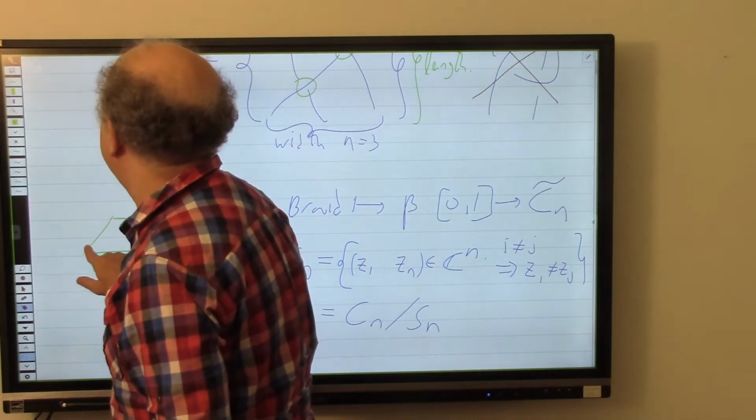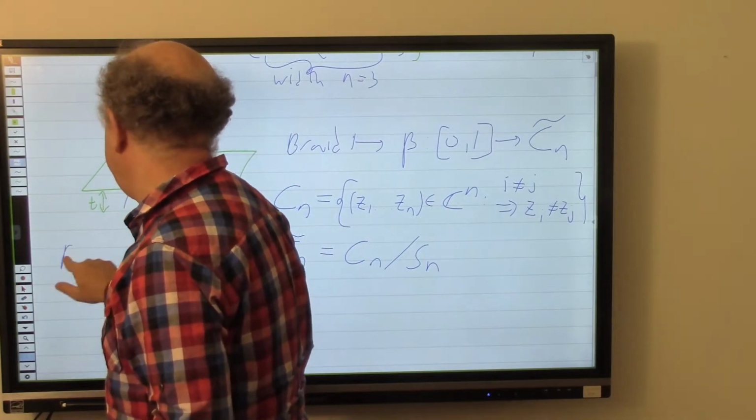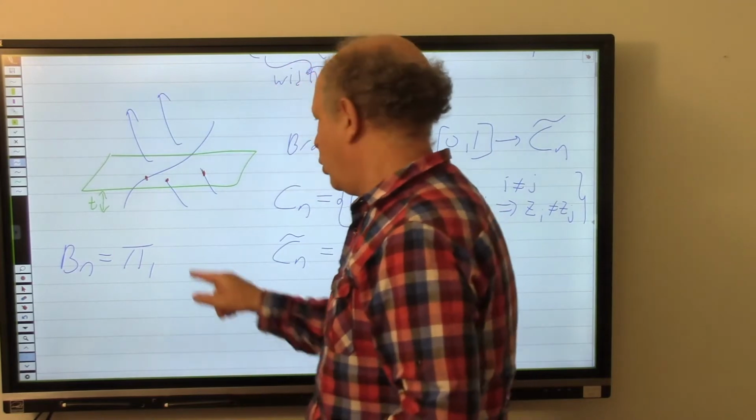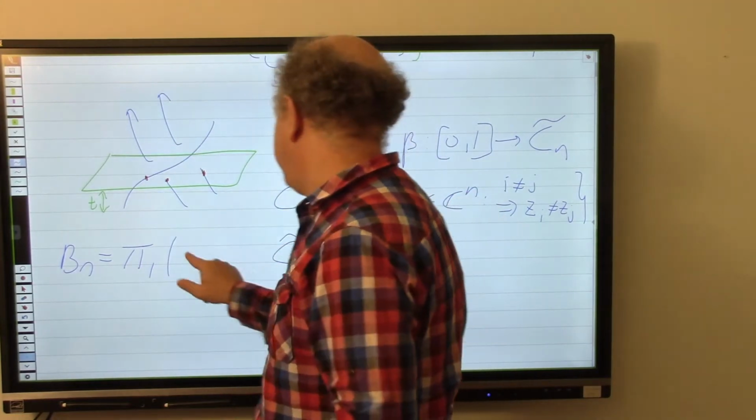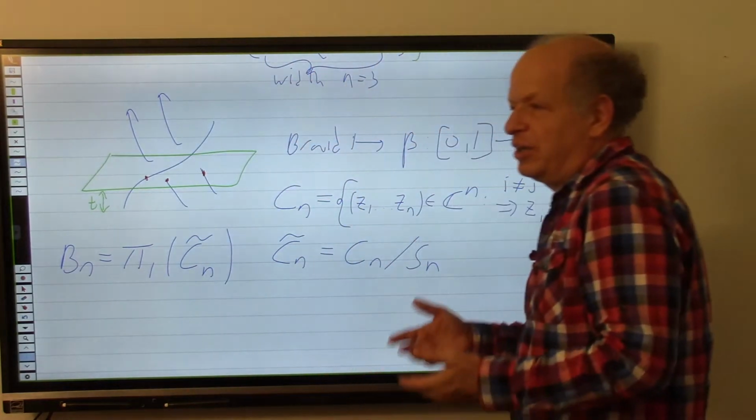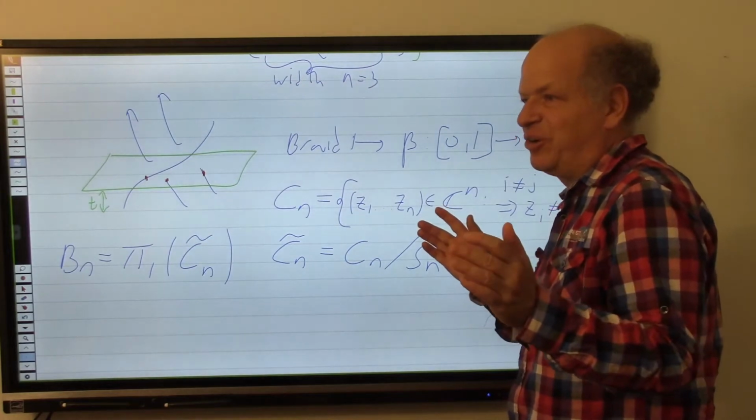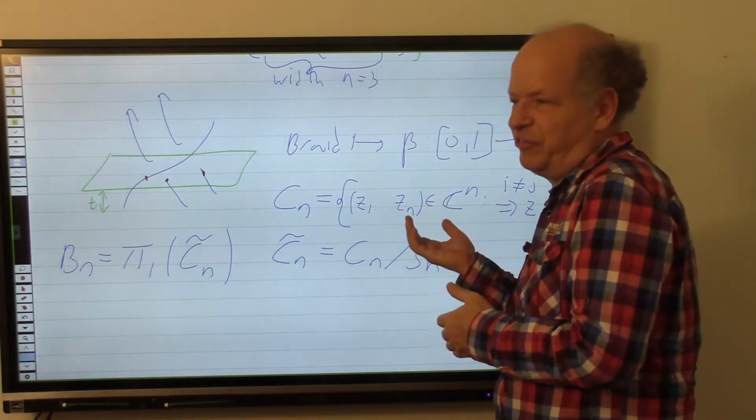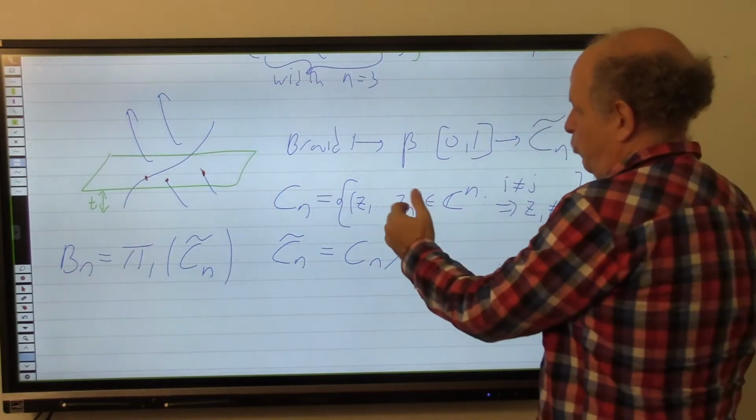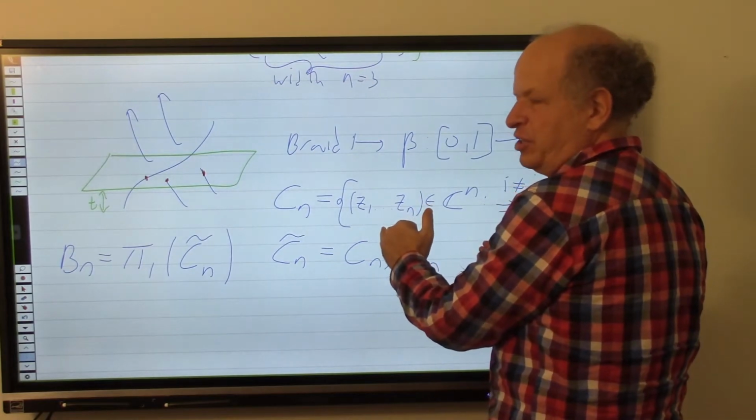And so the conclusion is that Bn is just the fundamental group of the space Cn tilde. In particular, it's a group. Okay? So the group multiplication is the multiplication in the fundamental group, but again, if you want to visualize it, multiplication in the fundamental group is concatenation of paths.